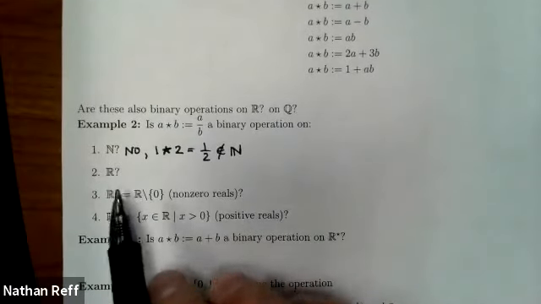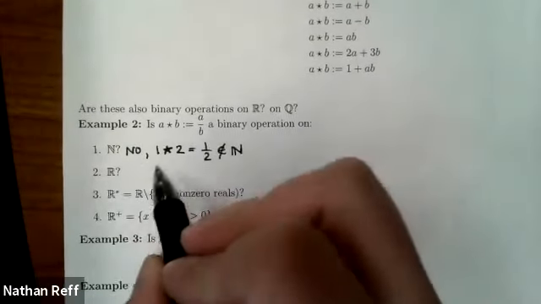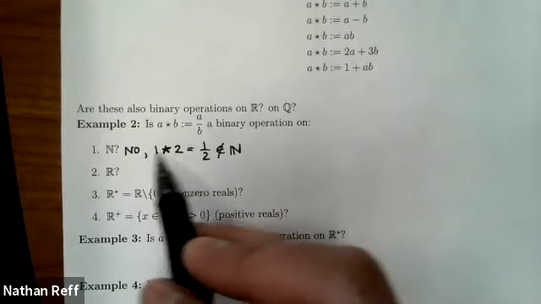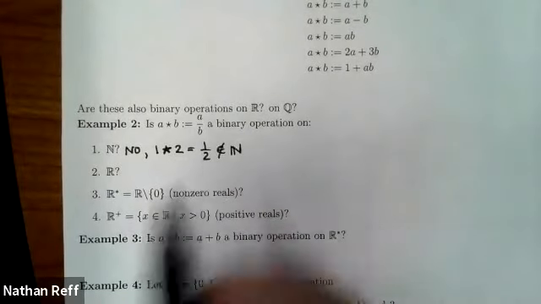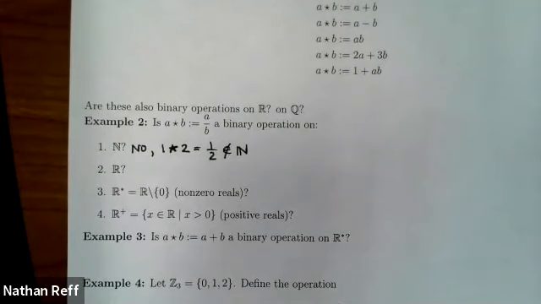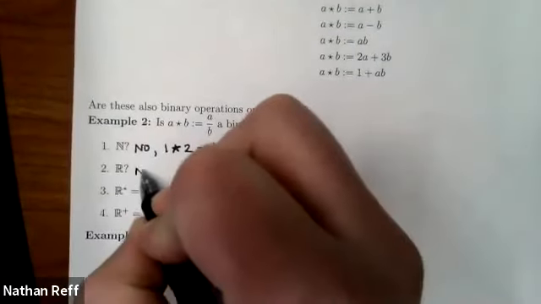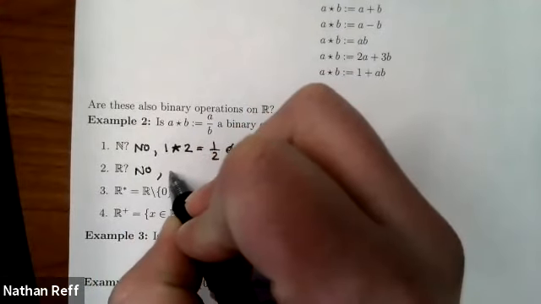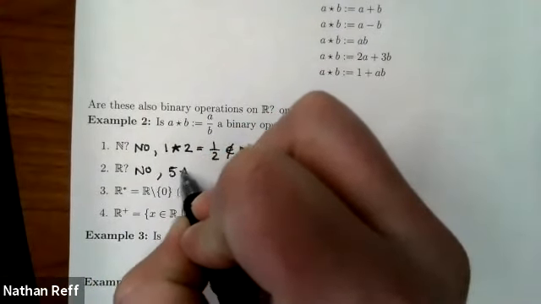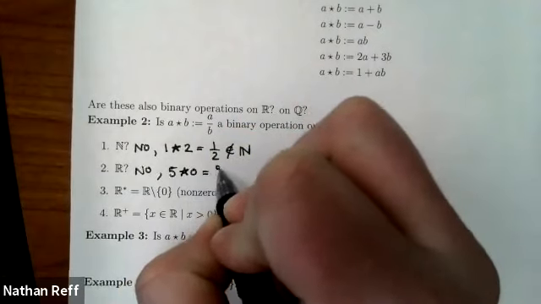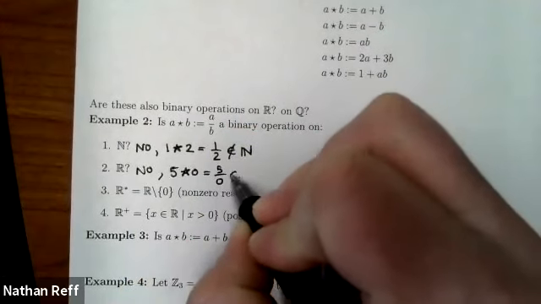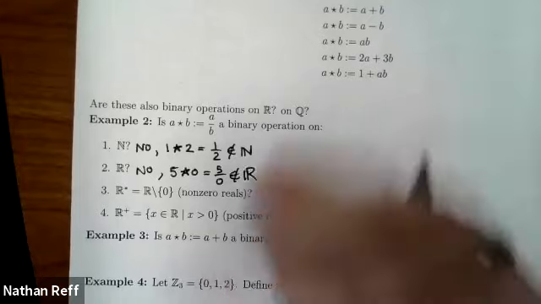Okay. What about real numbers? If you give me any two real numbers and you divide them, will it stay a real number? Not if B is 0. Good. So no. For example, let's do 5 star 0, which is 5 over 0. That is certainly not a real number, right? So this is undefined.